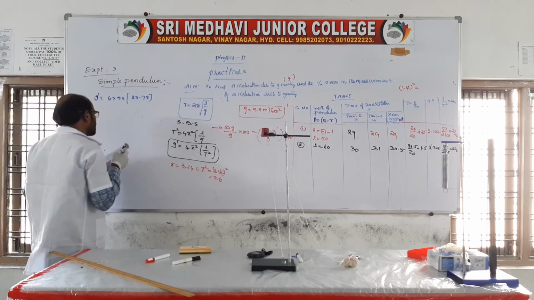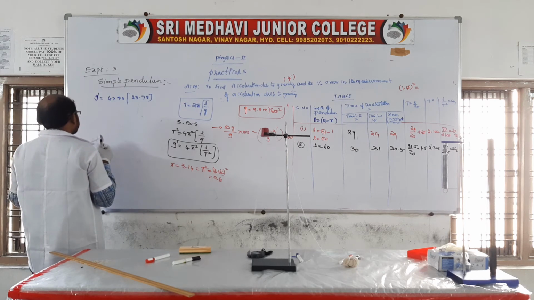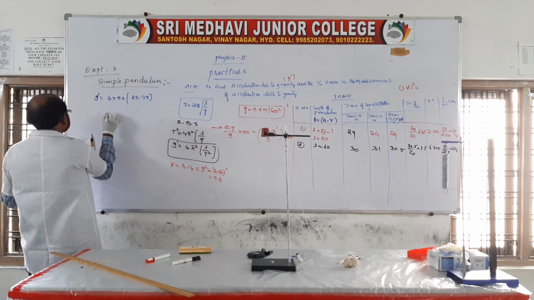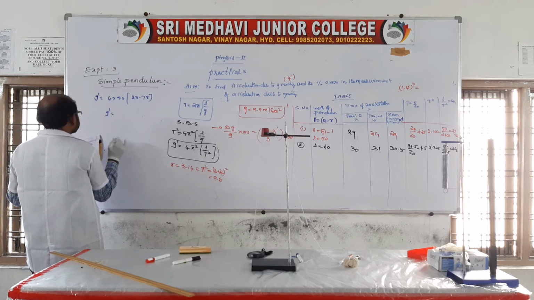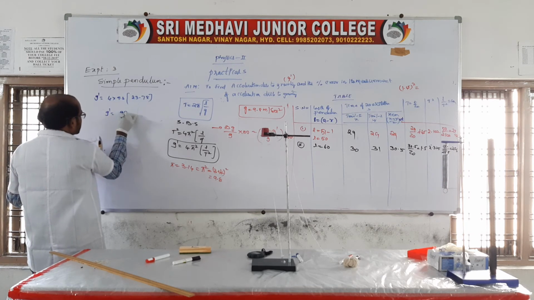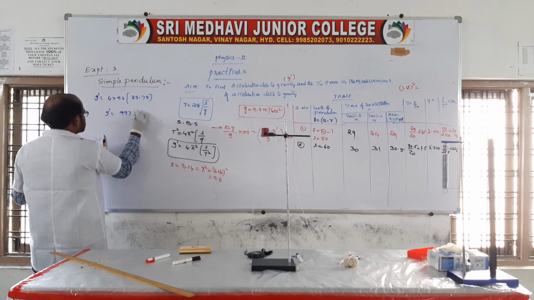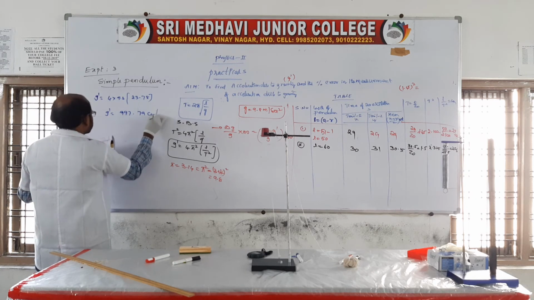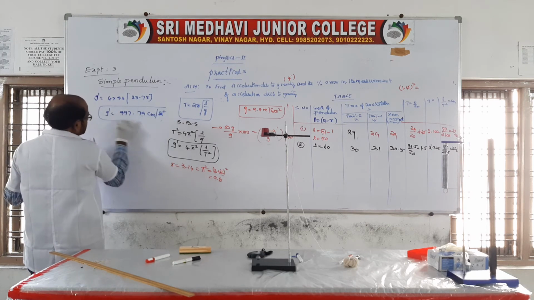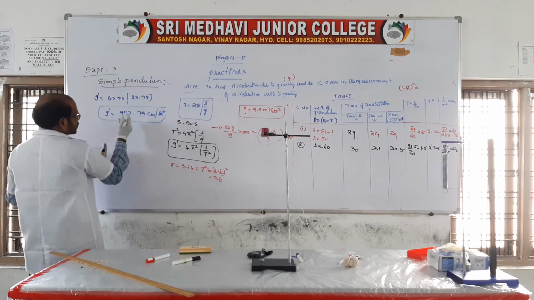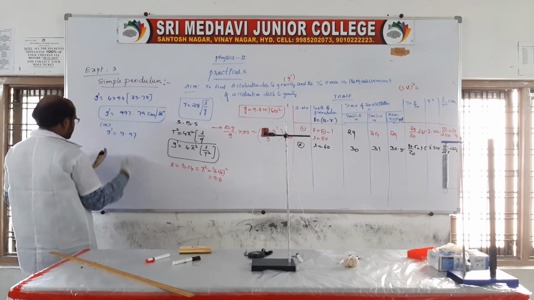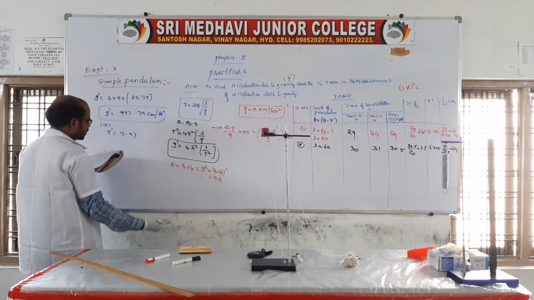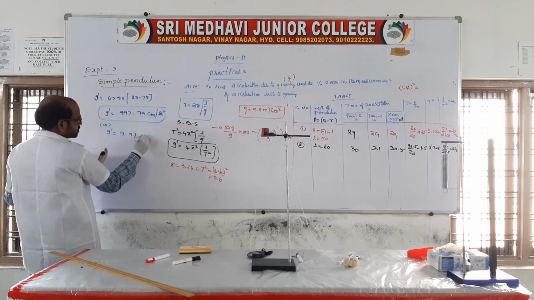We may get the final answer, g dash, in centimeter per second square, that is 9.9779 centimeter per second square, because we are taking the length in centimeters only. Suppose you need to write in meters, g dash is approximately 9.97 meter per second square.